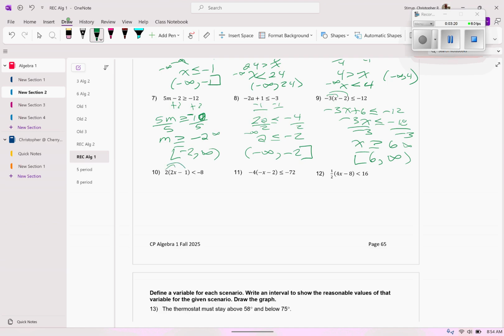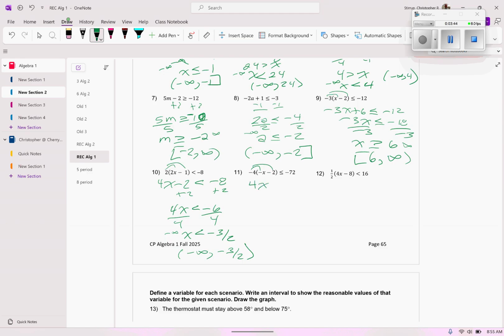Number 10, let's distribute that over. So 4x minus 2 is less than negative 8. Add 2 to both sides. So 4x is less than negative 6. Divide each side by 4. So that'll reduce to negative 3 over 2. So that's pointing to negative infinity. So that's going to go from negative infinity to negative 3 halves. Soft bracket.